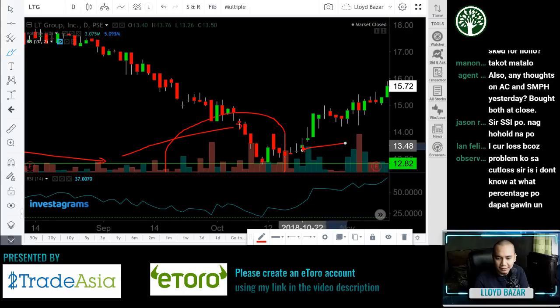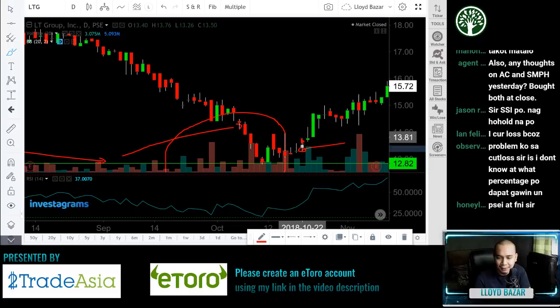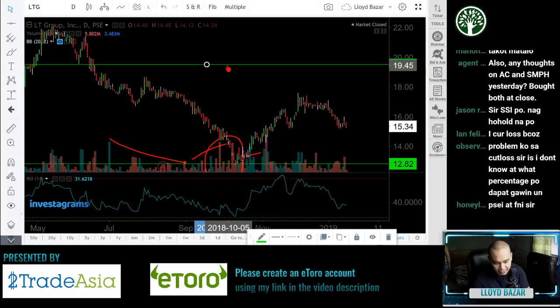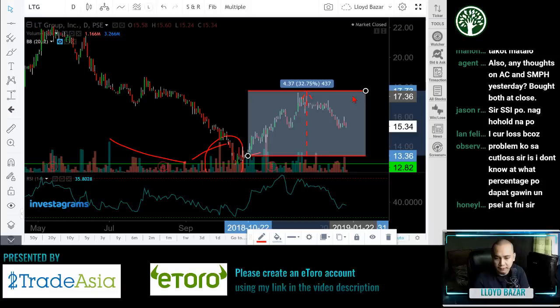I even talked to the owners of Tutrade Asia about this. Tinanong nila ako during this point, "So, Lloyd, ano ang number one recommendation mo for this market?" During this time, I recommended to them LTG and it was able to win this one. Malaki, di ba? 32% for just a month or two, right? So that's 32%. Malaki pa rin yan.